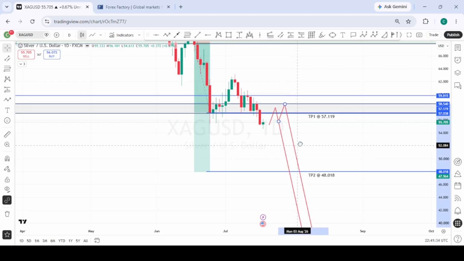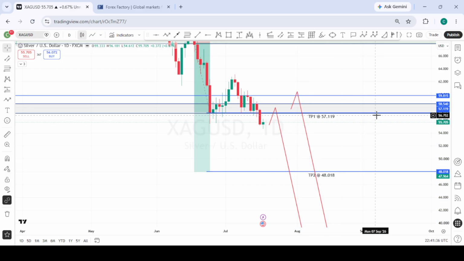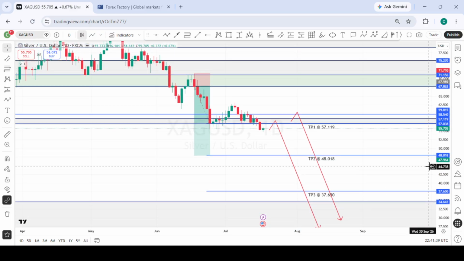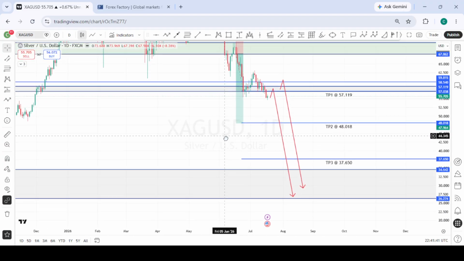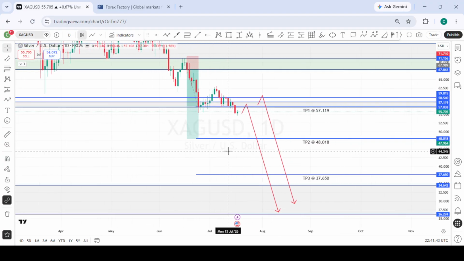Should price pull back to the second area above, we'll still look for selling opportunities to the downside. And these are the various targets we have for silver.